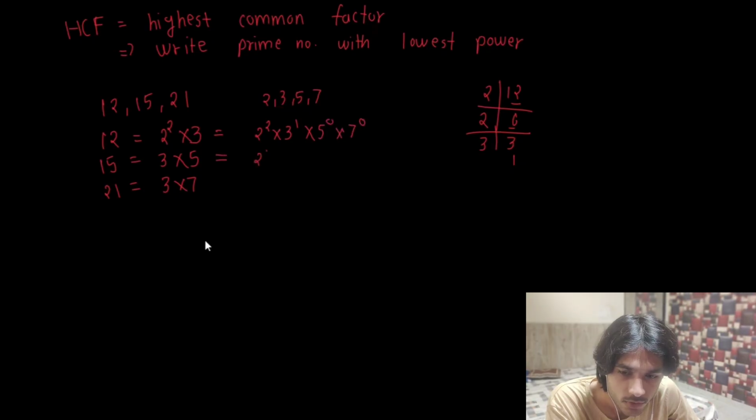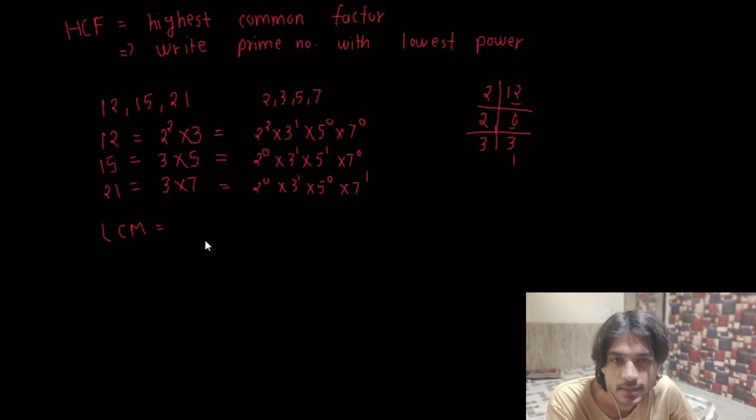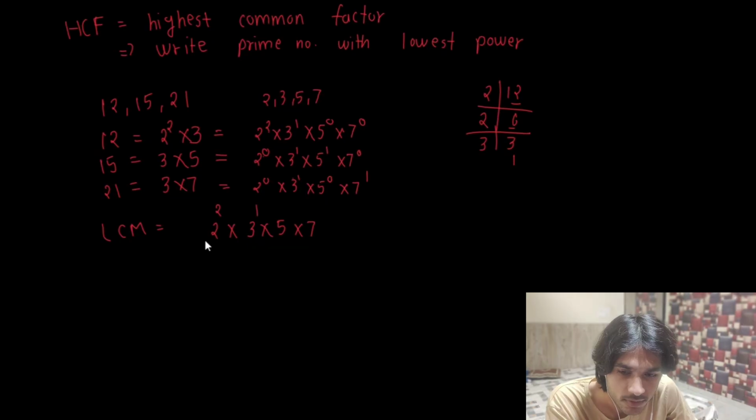Here I will get 2 to the power 0, 3 to the power 1, 5 to the power 1, and 7 to the power 0. Here 2 to the power 0, 3 to the power 1, 5 to the power 0, and then 7 to the power 1. So LCM would be what? Prime number with the greatest power. So here are prime numbers 2, 3, 5, 7. Among 2, 0 and 0, the greatest power is 2. Among 1, 1 and 1, the greatest power is 1 because all of them are equal. Among 0, 1 and 0, the greatest power is 1. And among 0, 0 and 1, the greatest power is 1.